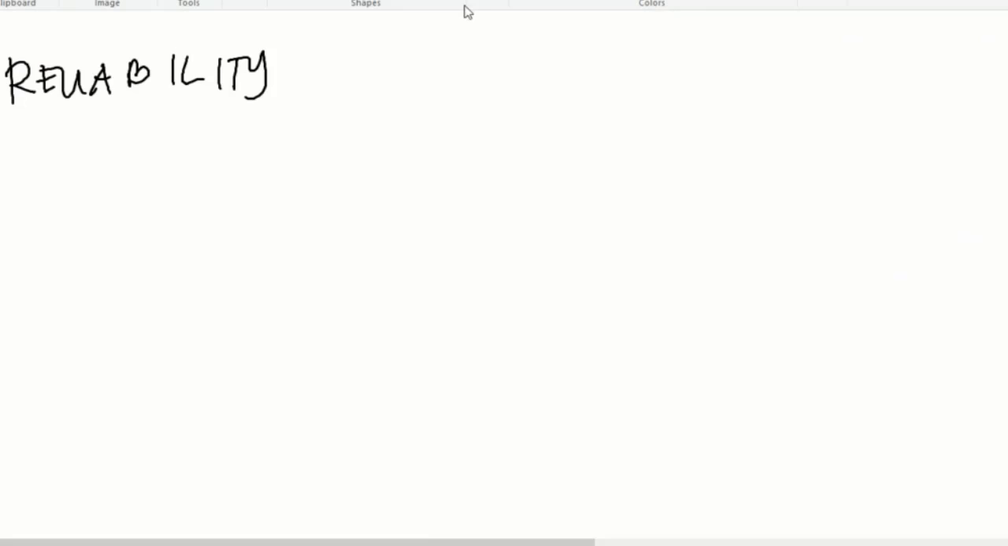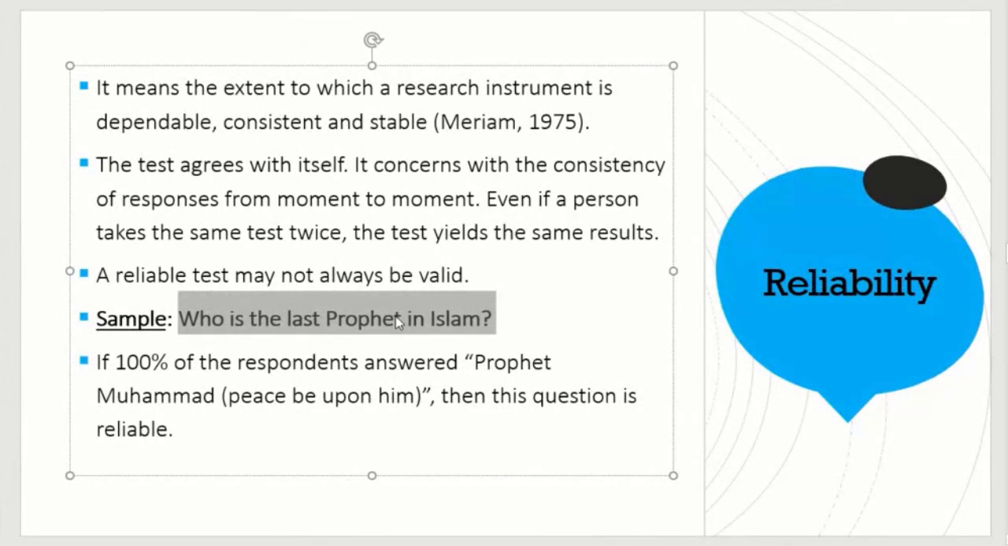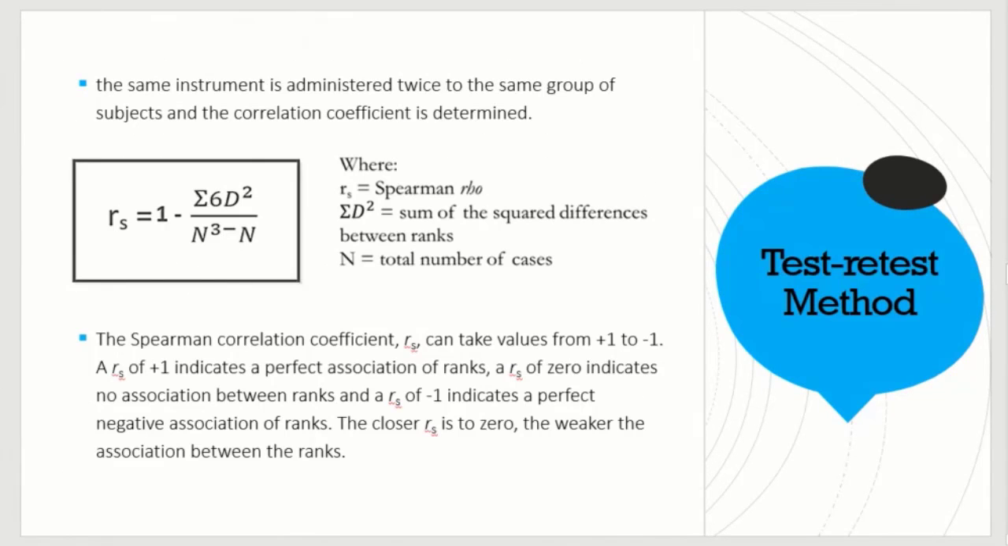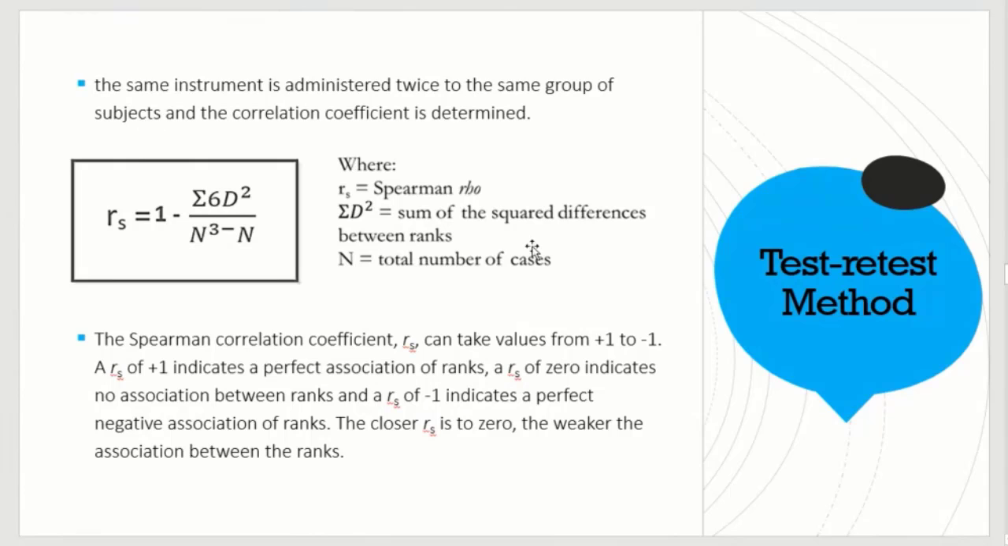Okay, so we have different ways or tests that we can check the reliability of a certain item or a certain test. The first one, let me check, yes, test retest method. Okay, so number one, we have test retest method. So ang test retest method is the same instrument is administered twice to the same group of subjects and the correlation coefficient is determined.